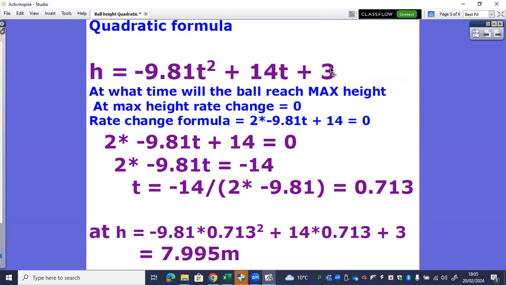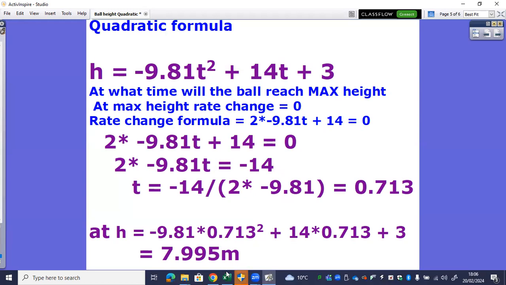So what we want to do with an analytical calculus is take the rate of change of this initial formula against time, the rate of change of h against time. The rules of calculus: that exponent comes in front and you subtract 1 from the exponent. So we end up with the rate of change formula being 2 times minus 9.81t plus 14. And we want to solve that for equal to 0. If we rearrange the formula and do the computation, we end up with a time of 0.713 seconds.